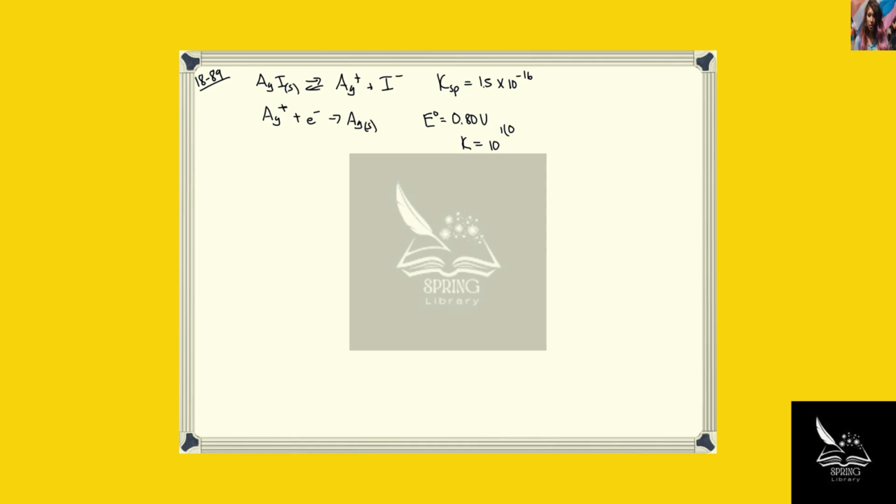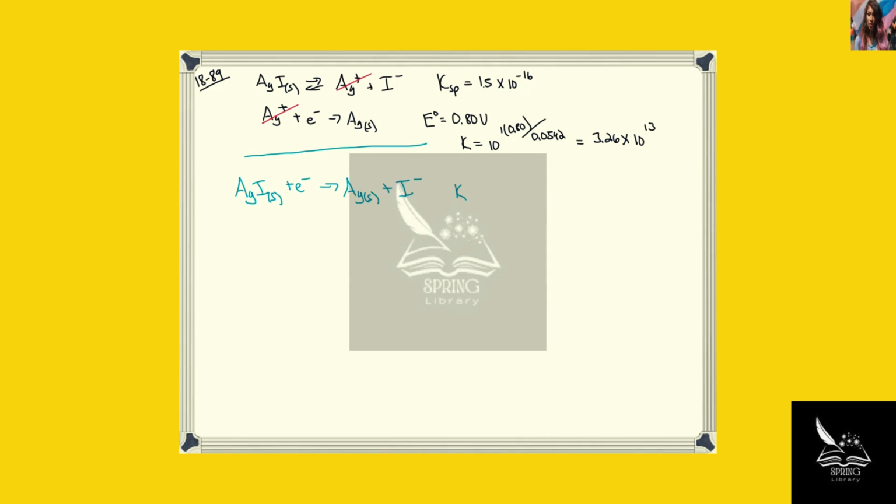The relationship is K is equal to N multiplied by E divided by the constant 0.0592. This gives us a K value of 3.26 times 10 to the 13. Now if we sum these two reactions together, we'll get the overall reaction in question, which is silver iodide, solid, plus an electron, goes to silver metal, plus iodide.